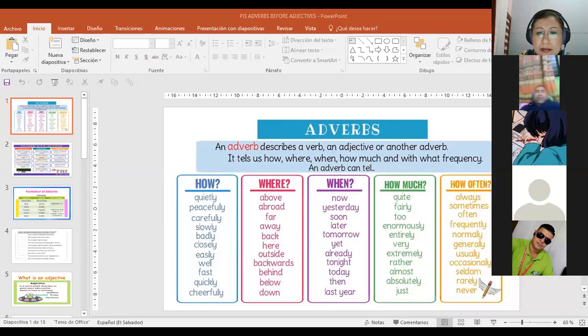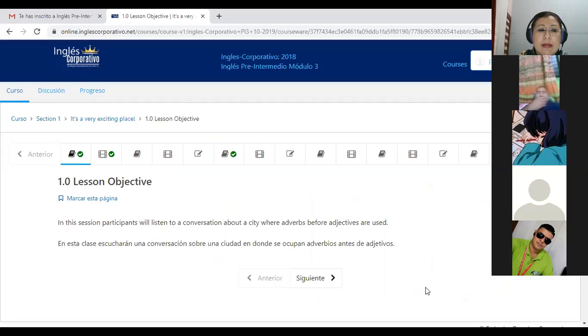Okay, so the lesson objective, I will share the platform. Finally, I have it here. Let me stop sharing my presentation. And I want to share with you the platform for you to see what I'm talking about. In the platform, it says 1.0 lesson objective. In this session, participants will listen to a conversation about a city where adverbs before adjectives are used. Okay? Aquí vamos a trabajar viendo cómo utilizamos adverbios antes de los adjetivos.